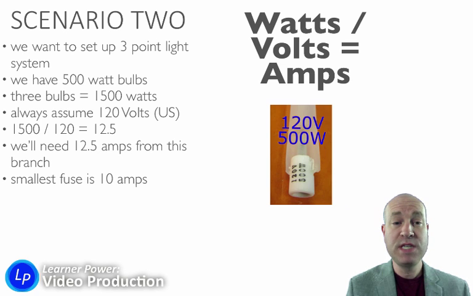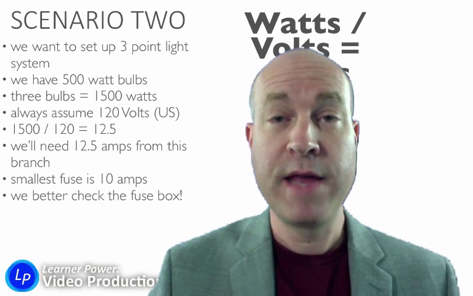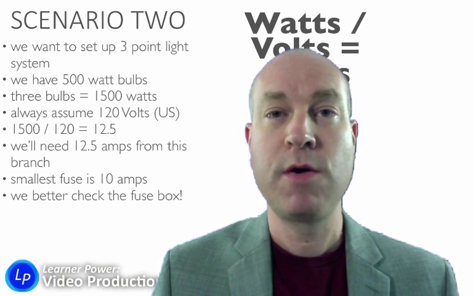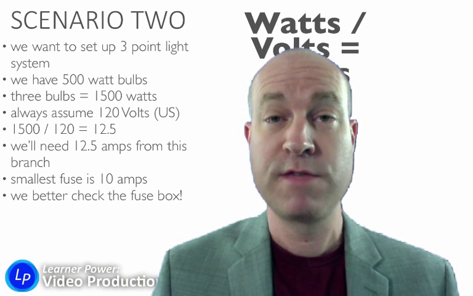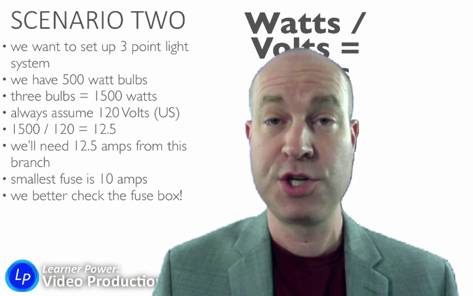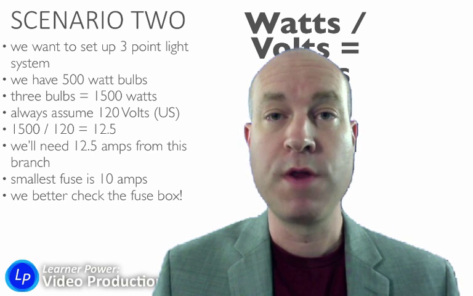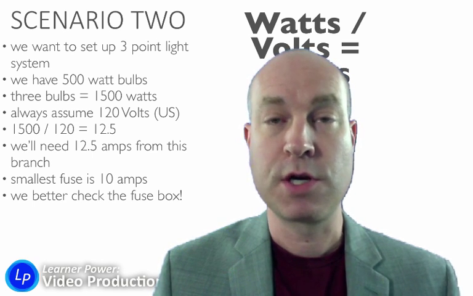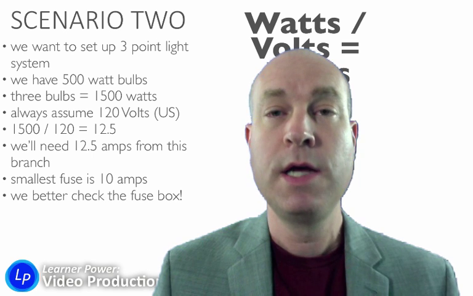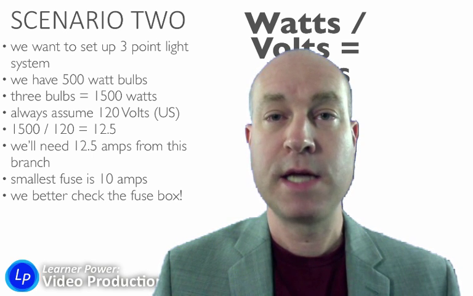The smallest fuse is 10 amps, and that means we better check the fuse box. And that means, sports fans, you've got to climb around your house or studio or scenario or wherever you are, find the nearest fuse box, figure out which branch is serving the outlets that you're using, and make sure it's more than a 10 amp fuse, or else you're going to have a hazard here. You're going to blow a fuse. Best case scenario. Worst case scenario is you're going to cause a fire. So you need to find that fuse box and make sure the right kind of fuse is connected.